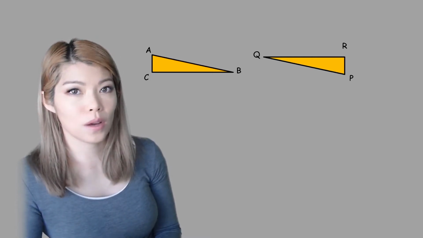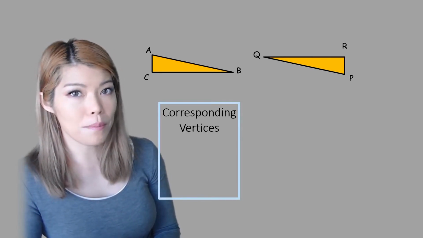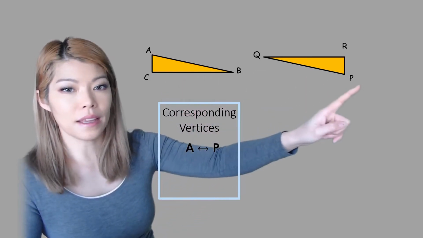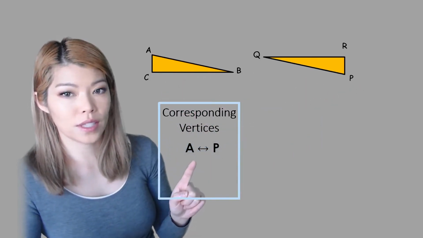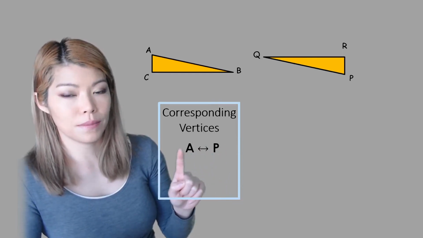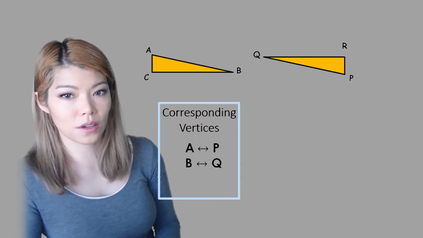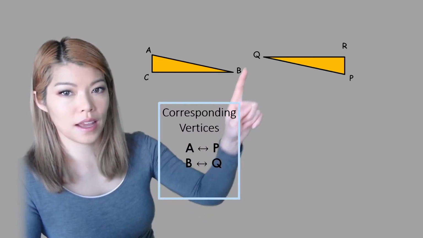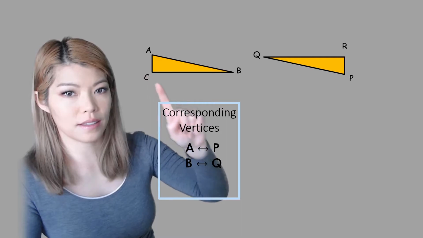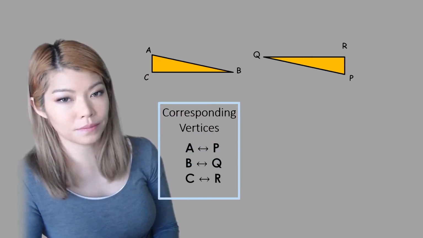When we describe the corners or the vertices, we say that the corresponding vertices, or the matching corners, are A and P. We use this double arrow to say that corner and that corner. So the matching arrow means corresponding. Now what else is matching? So we have the vertex B is the same as the vertex Q. And the last one, the right angle that you can see, C and R, are the corresponding vertices.